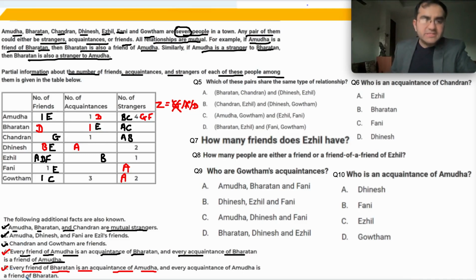And similarly is the next point. Every friend of B is an acquaintance of A. I cannot put any more people over here because यहाँ पे there's only one person. And every acquaintance of A is a friend of B. I cannot put any more people over here. समझ आ रहा है? Every acquaintance of A is a friend of B. So यहाँ पे since I cannot put more people, यहाँ पे I cannot put more people. There's only one person over here.